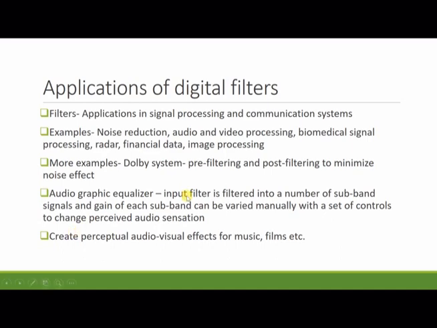Some typical examples are the Dolby system used in theaters and audio graphic equalizers, wherein we have very good control over the perceived audio. So even for the creation of perceptual audio-visual effects for the music and film fraternity, filters play a very important role.